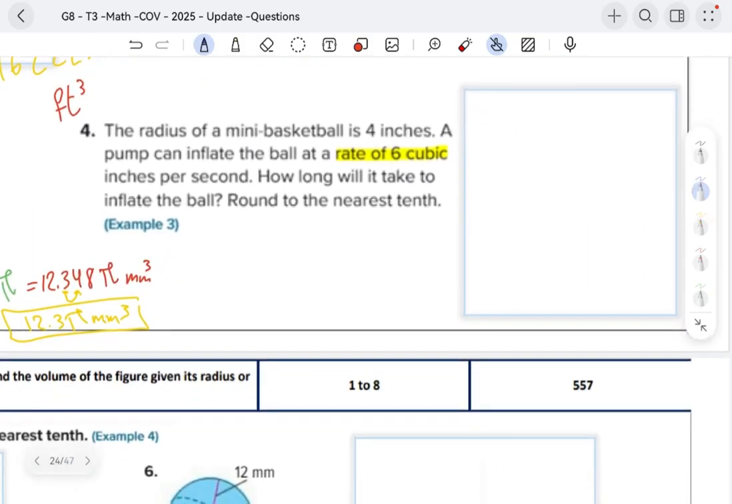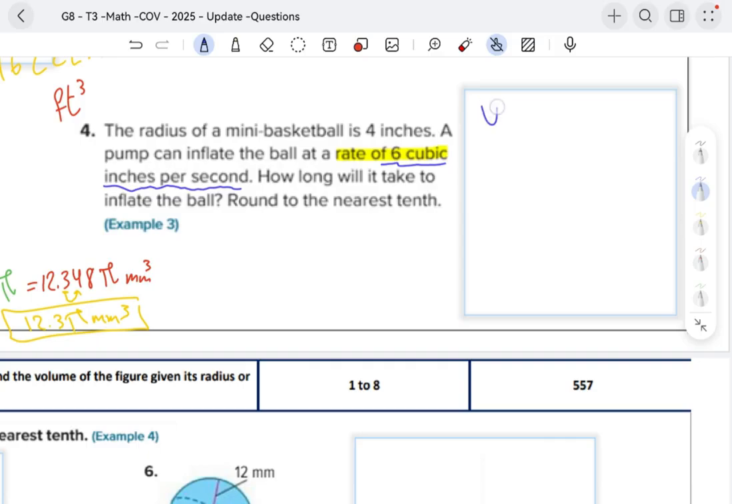Okay, here it's the same. It says the radius of a mini basketball is 4 inches. A pump can inflate the ball at a rate of 6 cubic inch per second. How long will it take to inflate the ball? Round to the nearest tenth. So first we need to find the volume, and then we're going to divide it by 6.